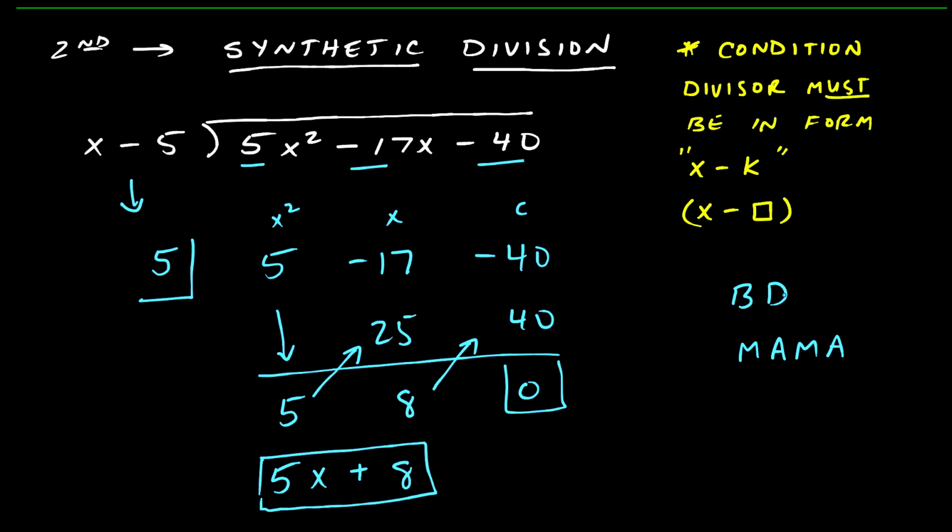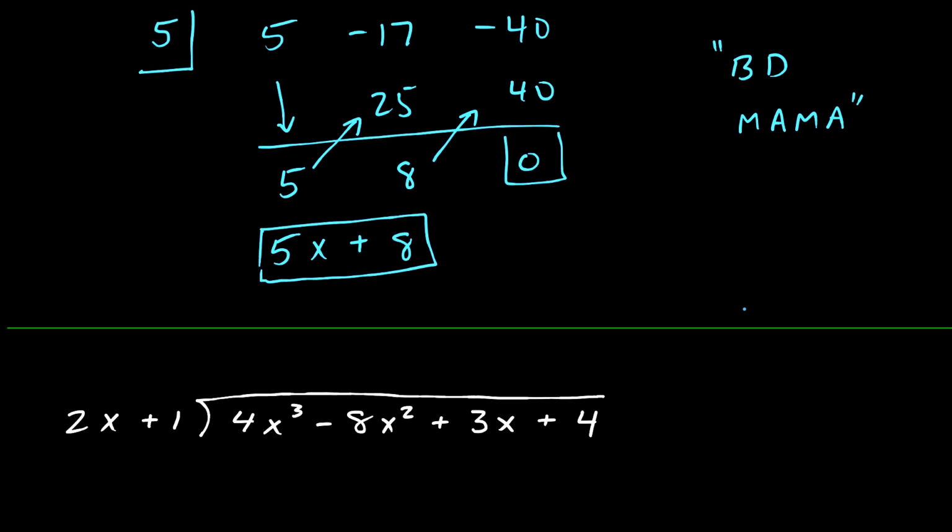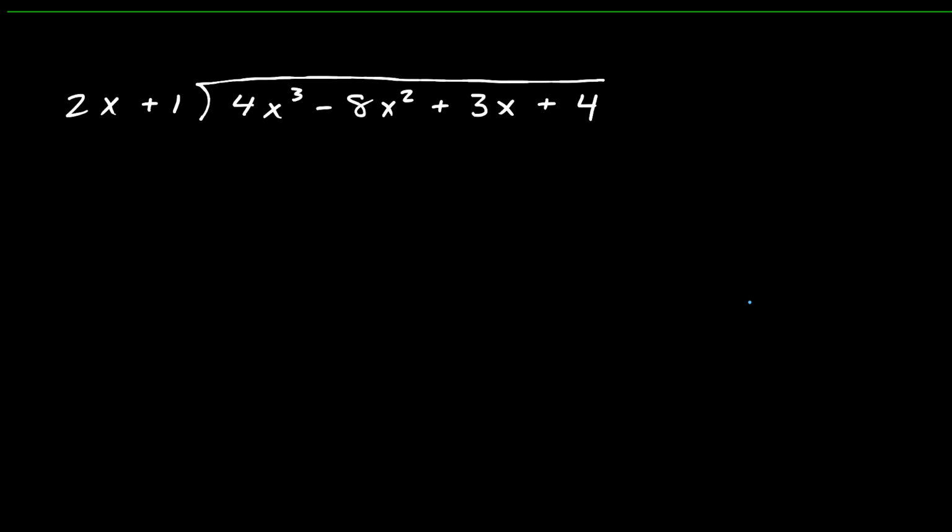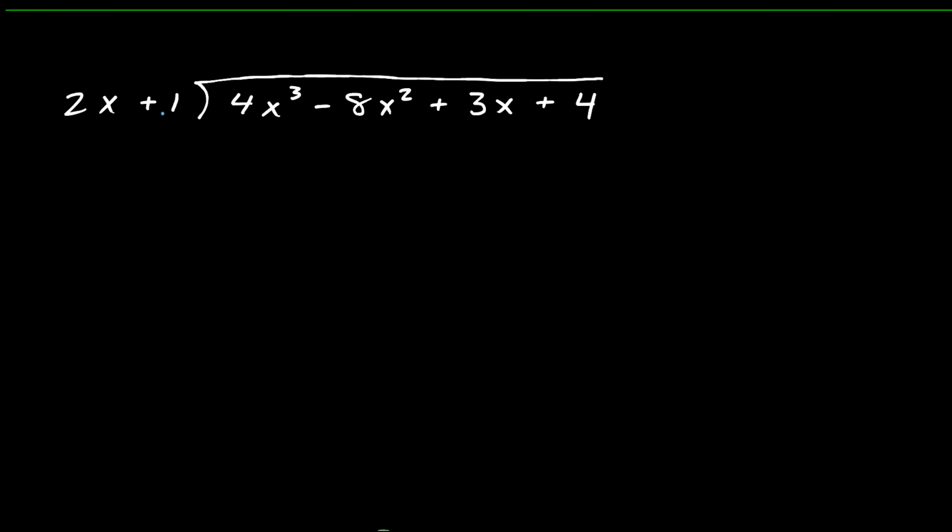And my students always have me remember that, hey, we can just call this BD mama. Bring down, multiply, add, multiply, add. But remember, we need this condition right here of the form x minus blank. So here's a case. You'll notice it doesn't say x minus, it's 2x. Immediately we're thinking long division. So let's try this out.